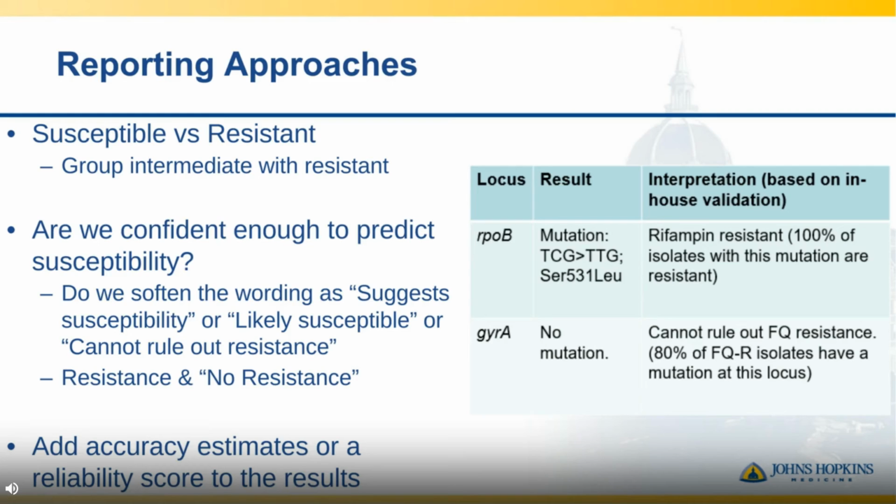So is there a different wording or a softening of the wording that we could potentially put in our reports prior to the phenotypic ASTs being available? And then there's also discussions about whether you could put accuracy estimates or reliability scores around these results to kind of guide the clinicians in terms of the expectation of how accurate those predictions are.